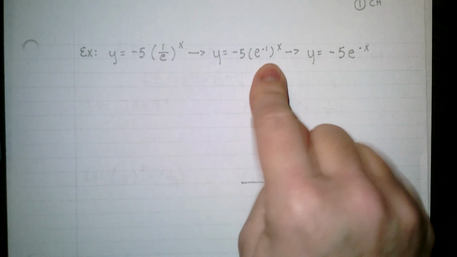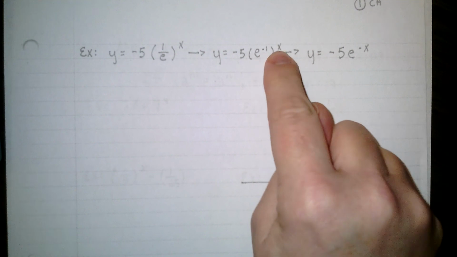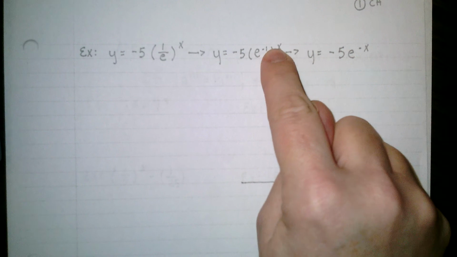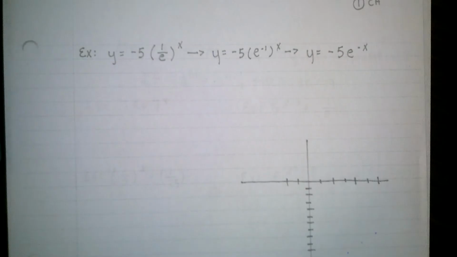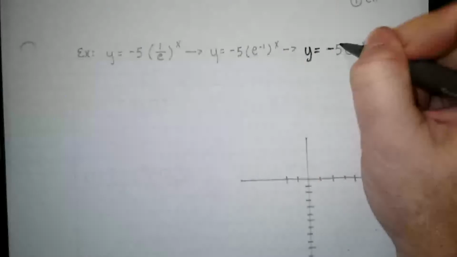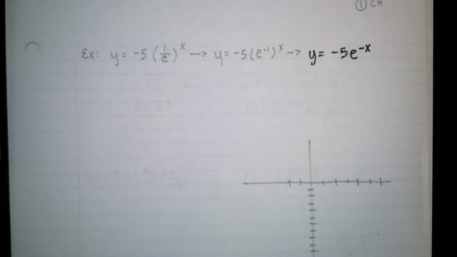That allows us to write 1/e as e to the -1. And then by the properties of exponents, when I raise a power to a power, e to the -1 raised to the x, I multiply those exponents. So that becomes e to the -x. So now I have y equals -5e to the -x. And that's going to be the function that we graph.